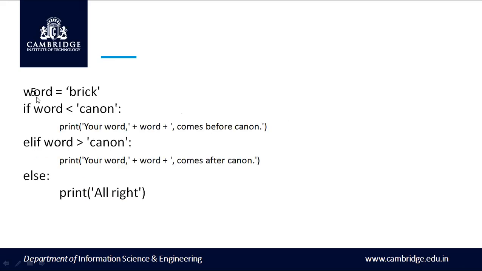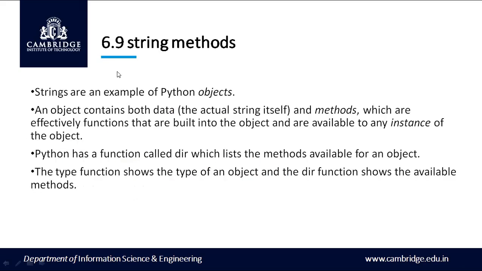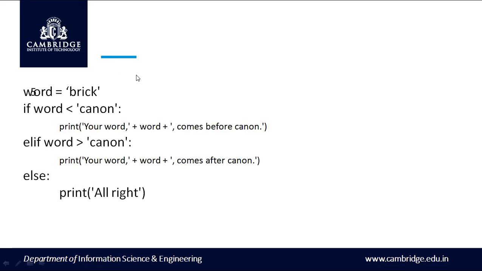So we have another example here. The first string here is brick. One more type of comparison is, here we have the example word equal to brick. If that particular word is less than canon, you can see that this just compares the characters, each of the characters from the two strings.